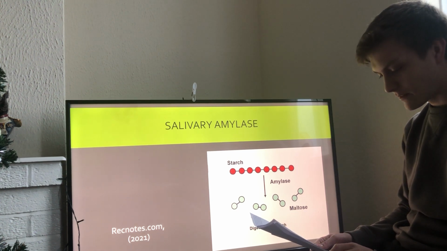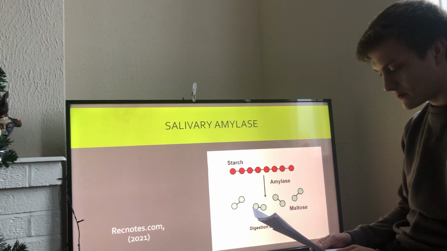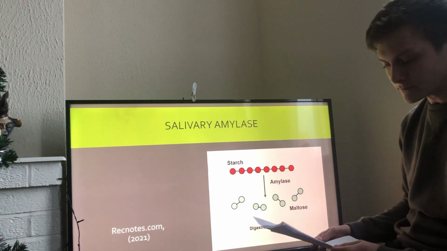enzyme working. Salivary amylase works best in acidic conditions, so it works until it reaches the hydrochloric acid of the stomach, but in the small intestine, which is much more alkaline, it will become denatured and lose its active shape and function.